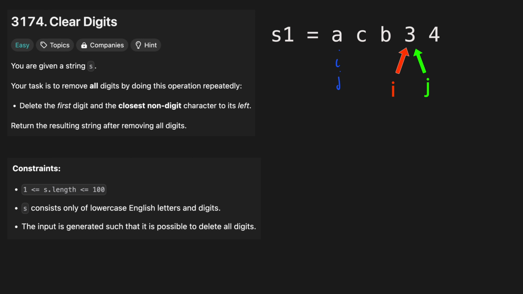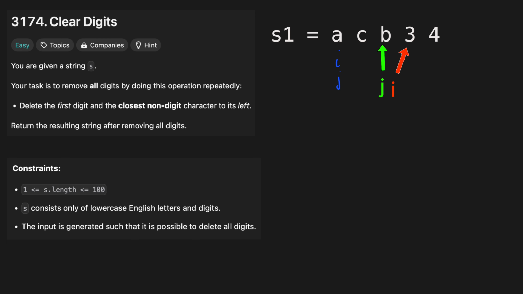But in the output string, we shouldn't have a digit and a corresponding non-digit character on the left. So this makes this character invalid. Hence, we will not move the j pointer forward. And to remove the corresponding non-digit character on the left, we will move the j pointer backwards.